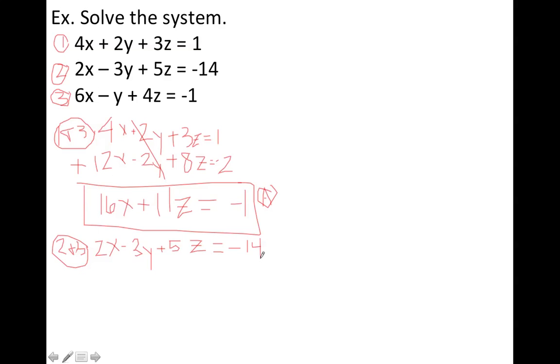And we'll add to that equation 3, but again we have to eliminate our y here, so we need to get this to be positive 3, so I have to multiply all these by a negative, so we'll have negative 18x plus 3y minus 12z equals positive 3. Negative times negative is positive. Add up our two equations.